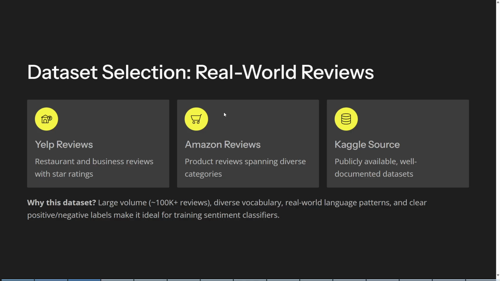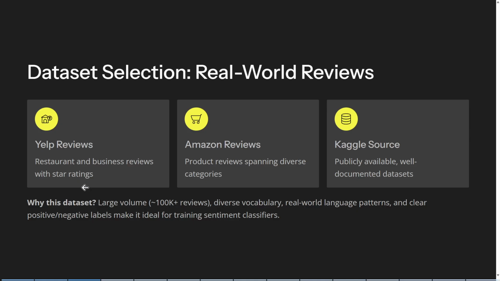For this project, I used the Yelp review dataset from Kaggle. This dataset contains real customer reviews along with sentiment labels, which makes it ideal for classification tasks. The structure includes text data such as review content and corresponding labels indicating whether the sentiment is positive or negative. I chose this dataset because it is large, realistic, and commonly used for natural language processing tasks, making it a strong fit for sentiment analysis.